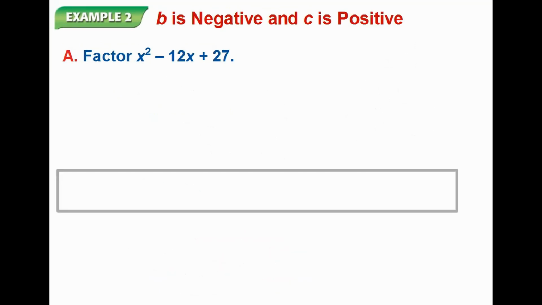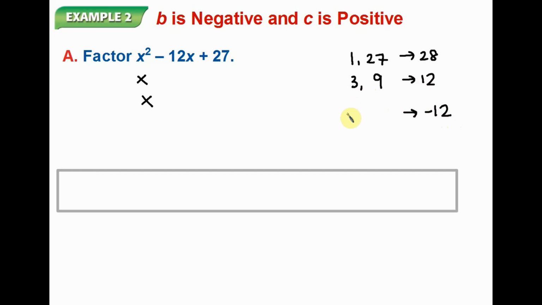Example number 2 is when b is negative while c is positive. So we're just looking at the other examples. First, I'm going to write two x's here, so I know that I need x times x to get x squared. The combinations that I could think about are 1 with 27 and 3 with 9. When I add 1 plus 27, this is equal to 28. When I add 3 plus 9, this is equal to 12. So this is a very close number to what I was looking for, except I'm looking for negative 12.